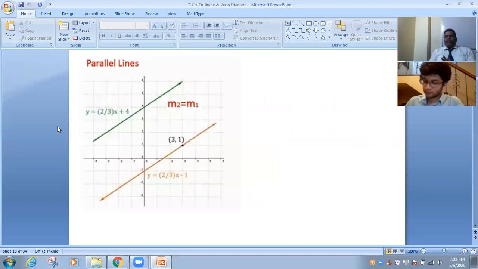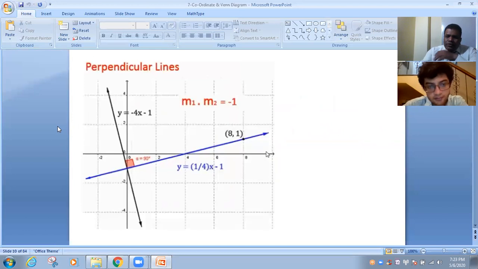If two lines are parallel, then their slope is always equal. So M2 is equals to M1. Here lines are parallel. When two lines are perpendicular, then the product of slope of line is always -1. This is the condition for perpendicular lines. So product of slopes is -1. You can see these lines are perpendicular to each other.